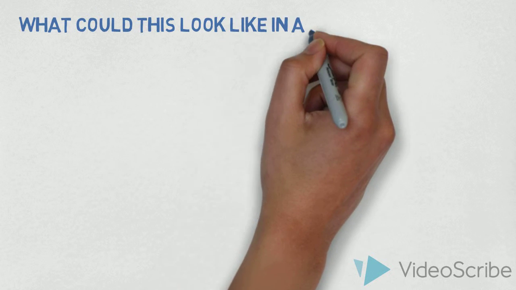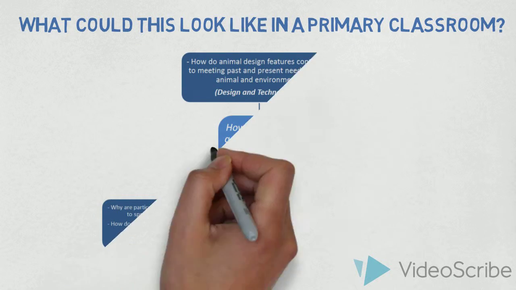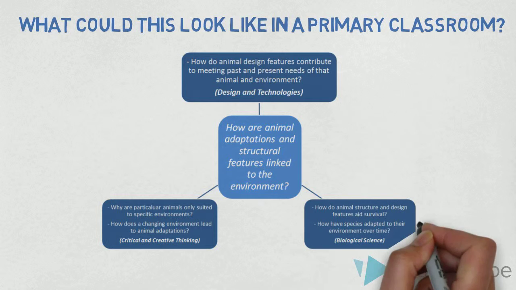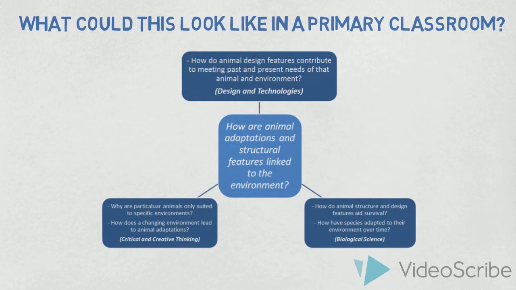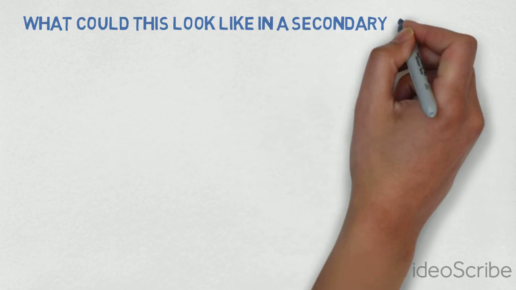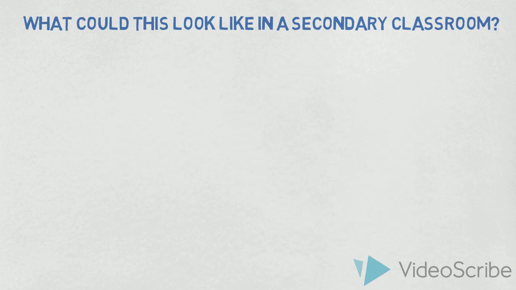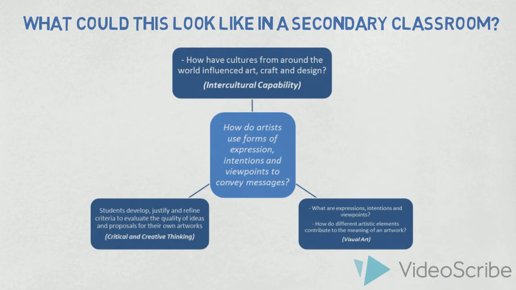This is an example of how a primary classroom could draw on different learning areas to engage with the critical and creative thinking curriculum to strengthen student learning. This is an example of how a secondary classroom could draw on different learning areas to engage with the critical and creative thinking curriculum to strengthen student learning.